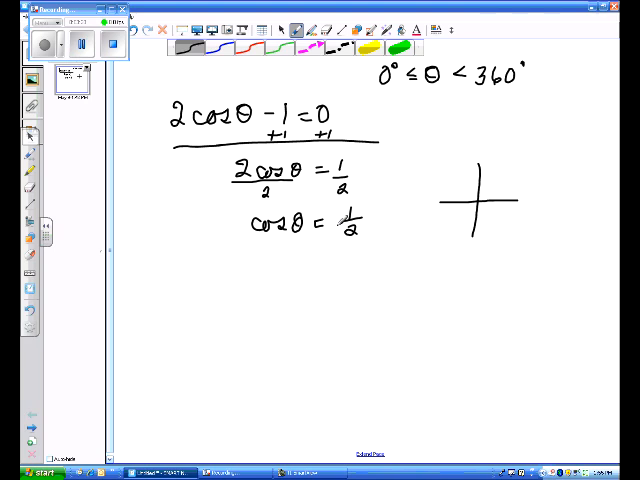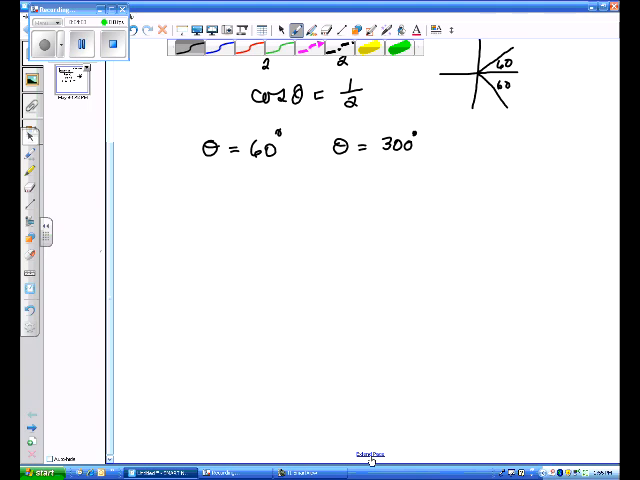Now, this was positive, so we think, well, the cosine's positive in the first quadrant and in the fourth quadrant. So 60 is our reference angle, which in the first quadrant means our angle is 60 degrees. And then in the fourth quadrant, it would be 360 minus the 60 degrees, or 300 degrees. And so we found all of our values for theta between 0 and 360 that would make that true.